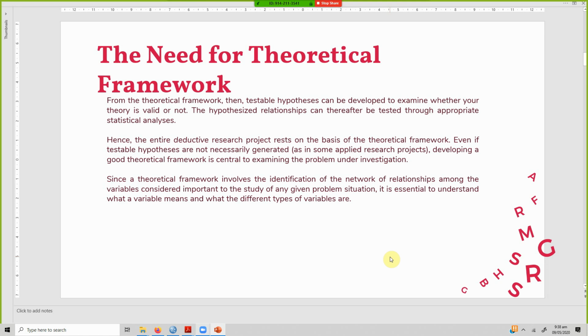You might not propose any hypothesis, but based on your theoretical framework, obviously the relationships would be clear, that these are the relationships that you want to investigate. Since a theoretical framework involves the identification of the network of relationships, how one variable is related to another variable, and if there are more than one variable, what's the interrelationship between these variables? Now, it is very essential that before we go on to develop or identify the theoretical framework in detail, we understand what a variable means and what the different types of variables are.